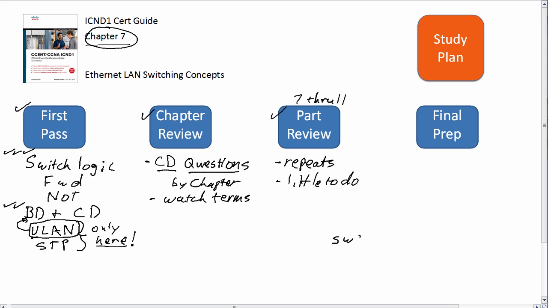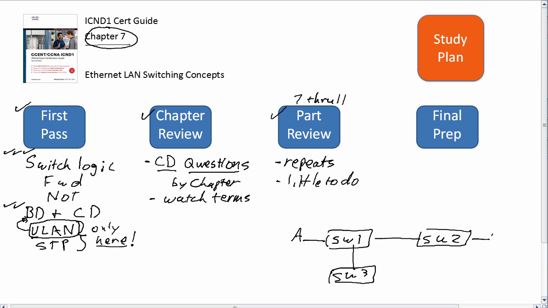Finally, when you get to the final prep stage, you want to be able to pull these concepts together. For instance, let's just say you've got three switches 1, 2, and 3, as you see here, and they're connected, but there's no redundancy. Then if you put a couple of hosts, one on each switch, ask yourself the question, what happens when A, B, and C send frames? How do switches think? What are their rules for choosing when to forward and when not to forward, when to flood, and when to send just out one other port?